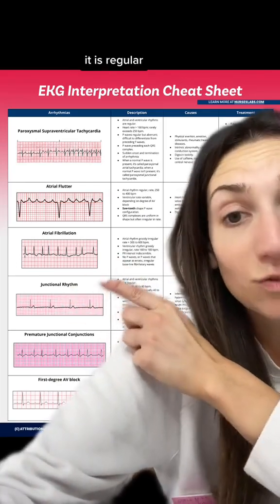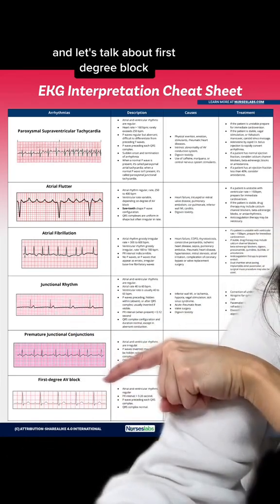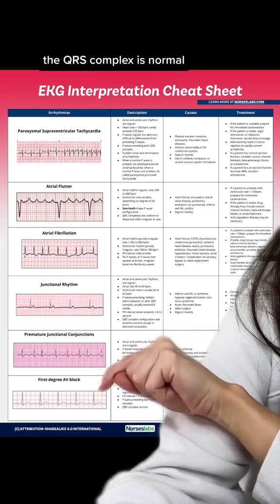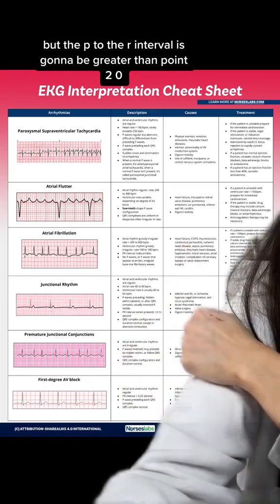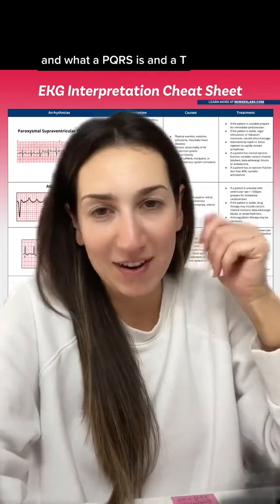Junctional rhythm, it is regular, but the P waves are technically kind of absent. And let's talk about first degree block. There's a P for every QRS. The QRS complex is normal, but the P to the R interval is going to be greater than 0.20. This is assuming you know the basics of like intervals and what a PQRS is, and a T.